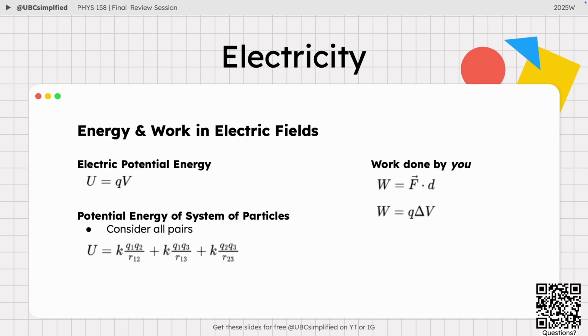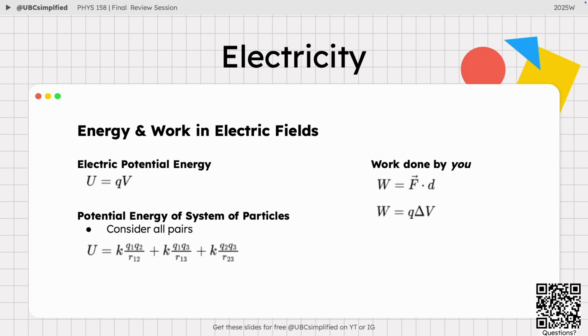Okay. Next, we'll talk a little bit about energy and work in electric fields. Electric potential energy is just something's charge times the electric potential at that point. And so we can find the potential energy of a system of particles. We just consider all the potentials between all the particles, if that makes sense.